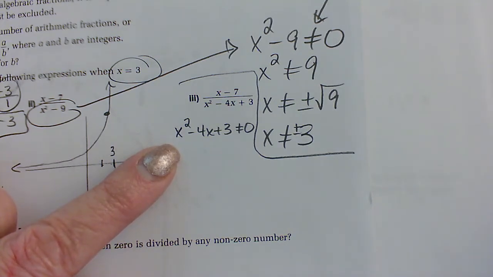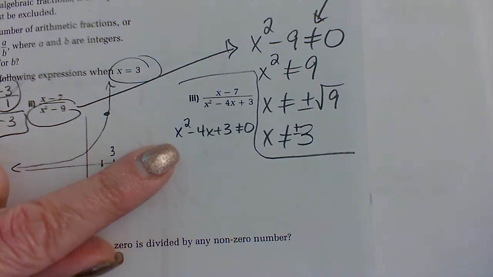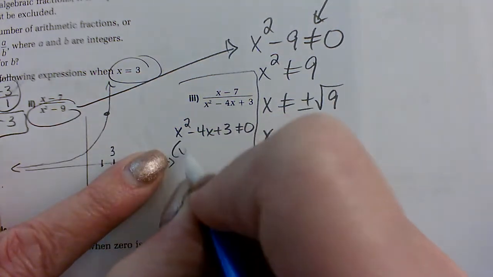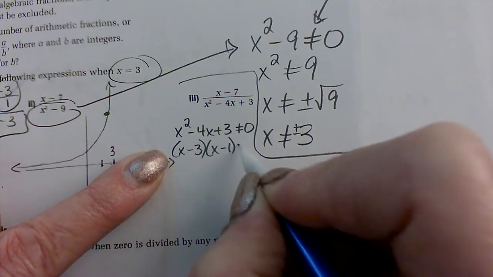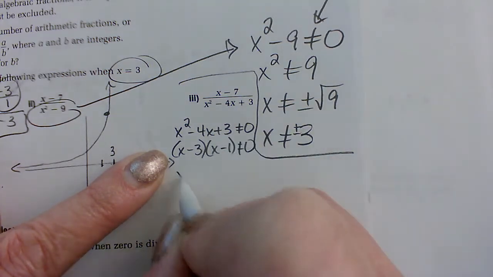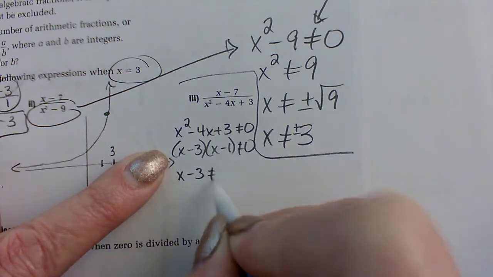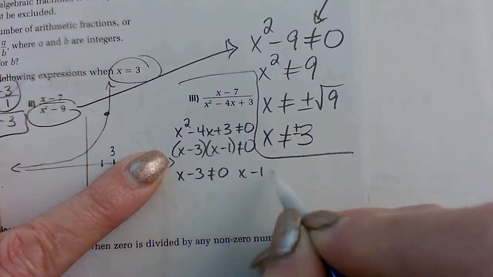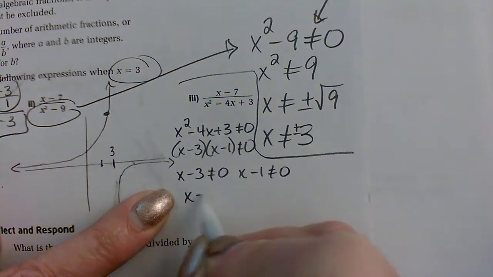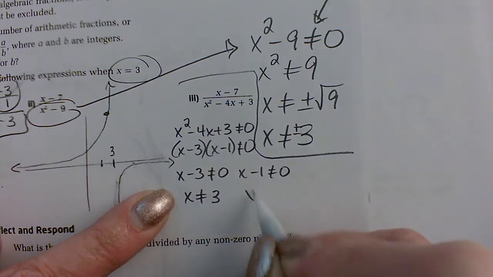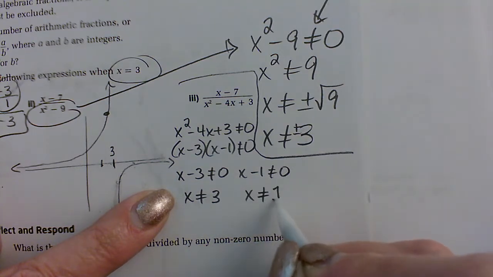You don't. Oh, yes, I do. It's a trinomial. x minus 3, x minus 1, cannot equal 0. x minus 3 cannot equal 0. x minus 1 cannot equal 0. So x cannot equal 3, and x cannot equal 1.